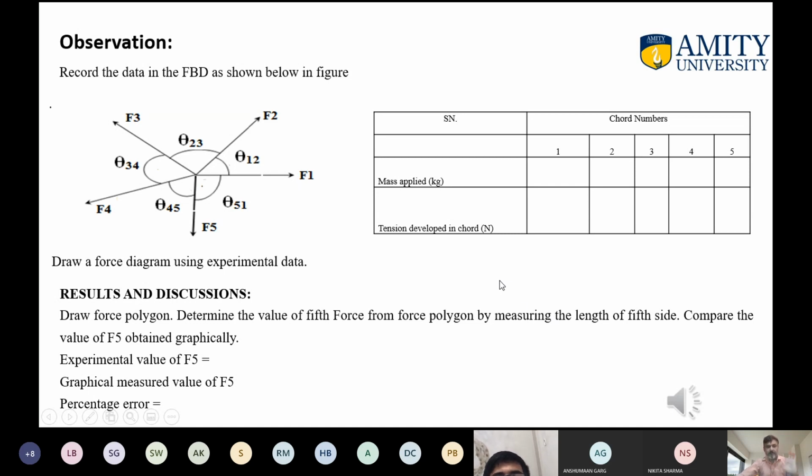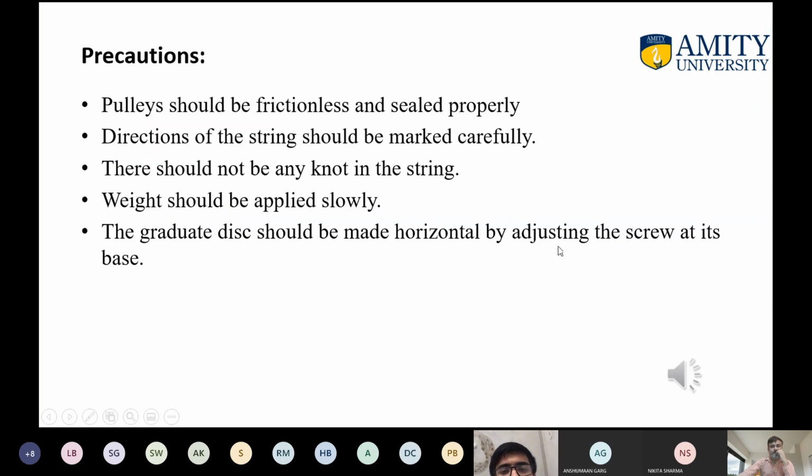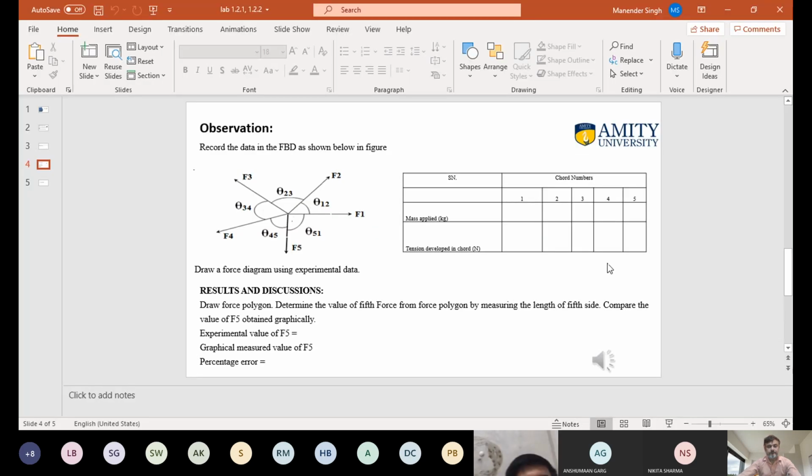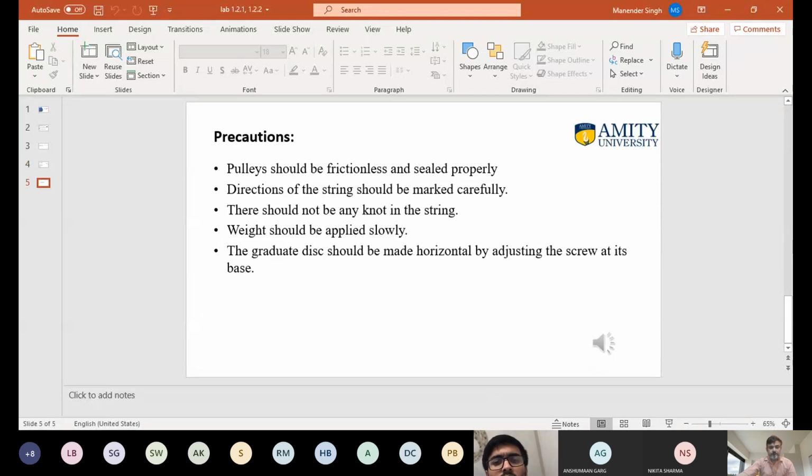Observation table is also, I will give you. Okay. Are you listening to me, students? Yes, sir. Yes, sir.